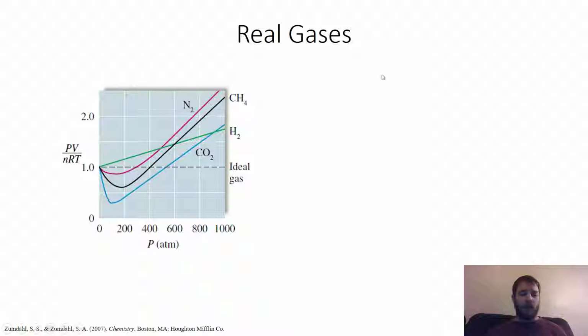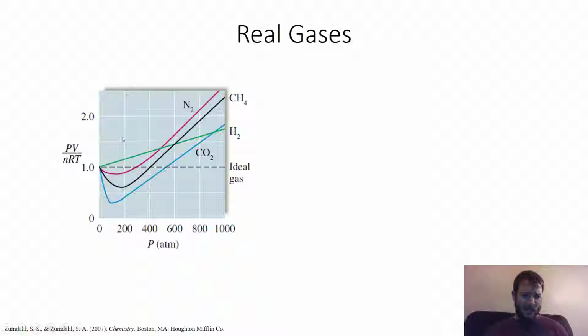When you compare real gases to ideal gases, we can do so using this type of graph. If we were to graph PV divided by RT, so the pressure times volume divided by the universal gas constant and temperature, we'd always have a value of 1.0 for an ideal gas if we graph that against pressure. So no matter what the pressure was, we'd have a value of 1.